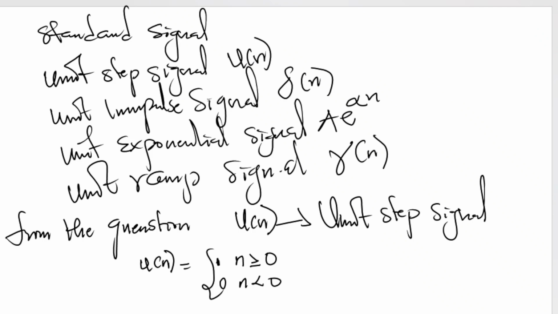Now, look at your definition for unit step signal. If u of n is equal to 0, n will be less than what? 0. So this condition here suits the condition in your question. So you can tell your examiner that since you have, from your question, from your unit step signal, since you have u of n to be equal to 0, n will be less than 0. And this condition suits your condition in your question.